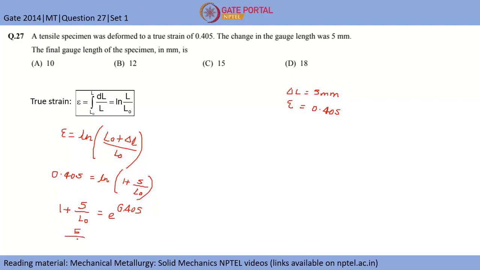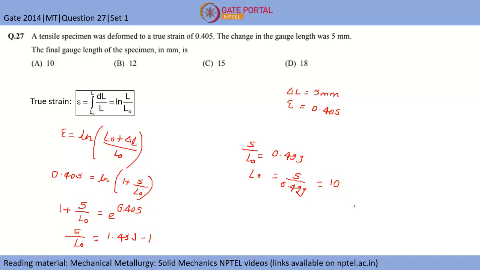So 5 by L naught will be 1.499 minus 1, right? So I have taken this one. So 5 by L naught will be 0.499. So L naught will be 5 by 0.499. We can consider this to be 0.5, so this will be 10. So the initial length we could get is 10 mm.